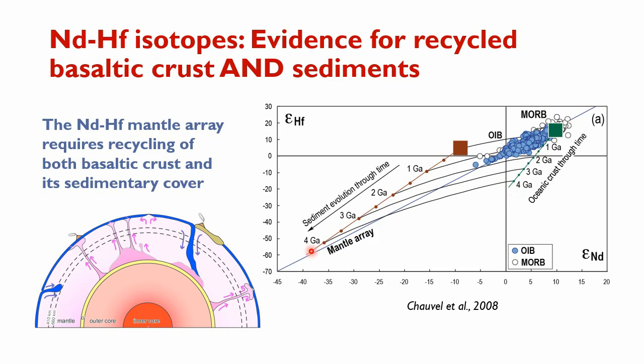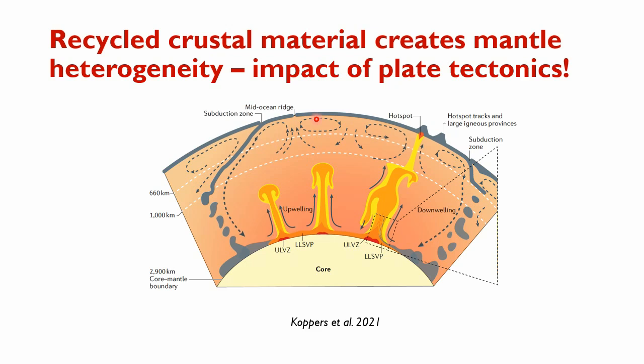What it shows is that you need to have both. You need to have a mixture of the two. You cannot explain the trend of neodymium-hafnium by having only recycled oceanic crust. You need to have a mixture of the two. So that's an important factor. So what we can say is that there is recycled crustal material that creates mantle heterogeneity, and that's clearly the impact of plate tectonics.